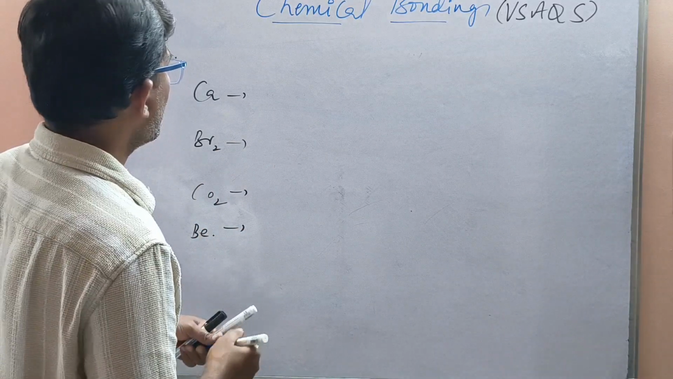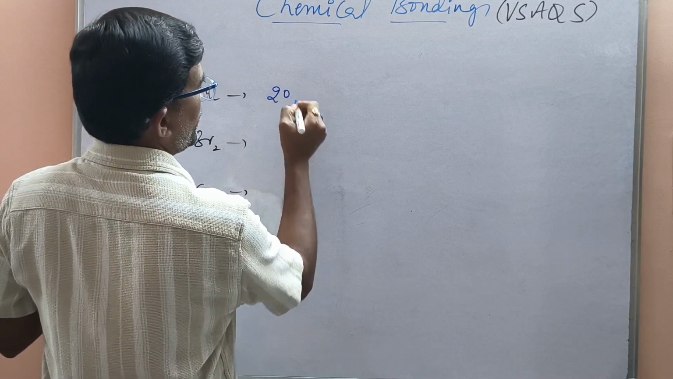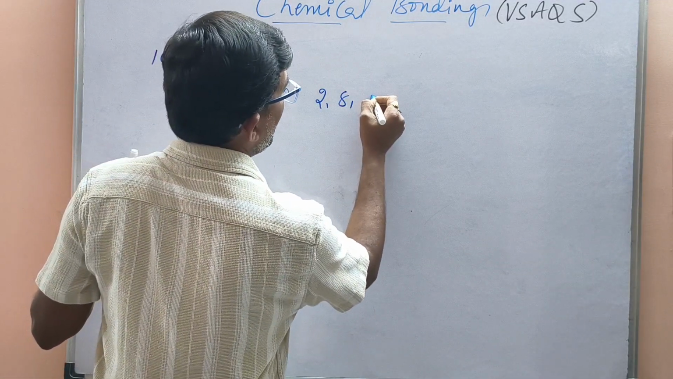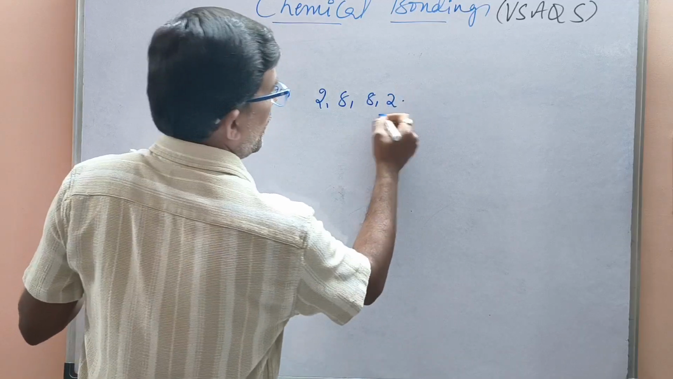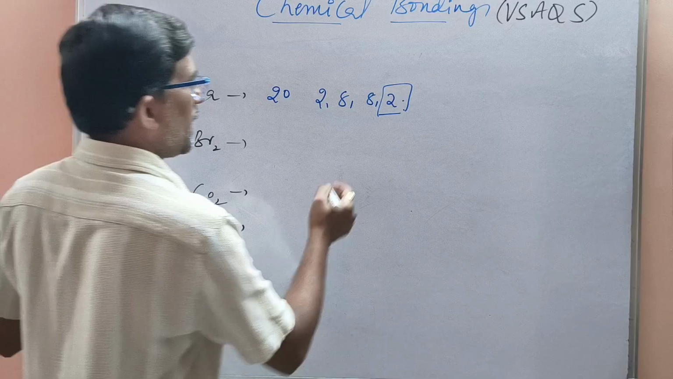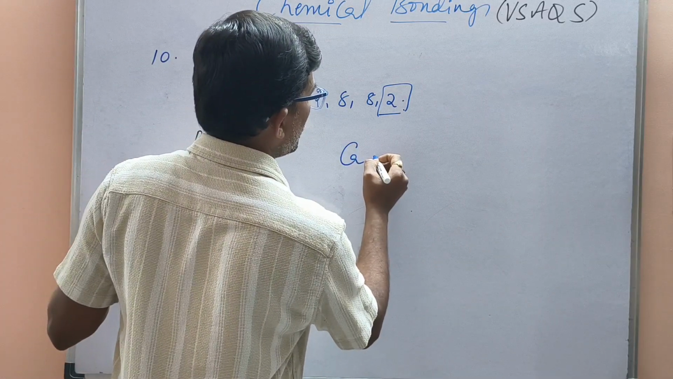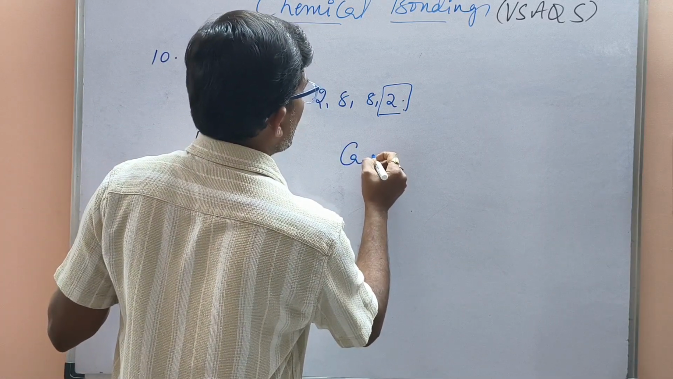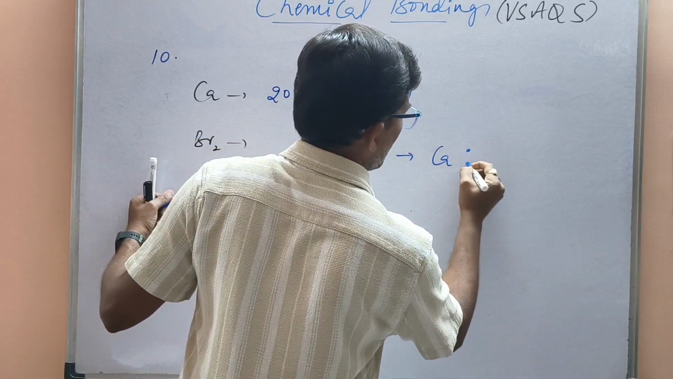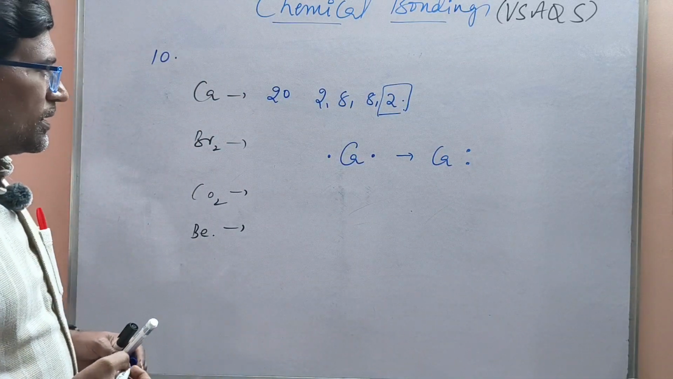So for this case, calcium, we know calcium atomic number is 20. If you write clearly the configuration 2, 8, 8, 2. Last shell only 2 electrons. So those 2 electrons we have to show calcium with 2 electrons. We can show here dot picture like this, otherwise calcium. Okay, next one.